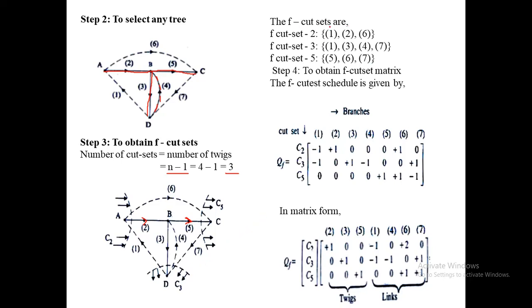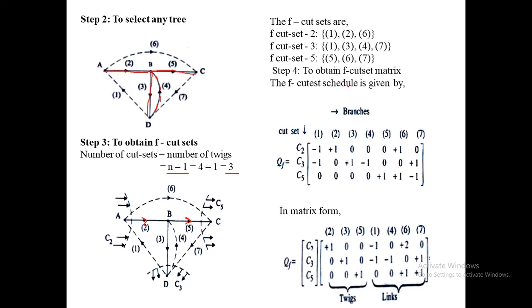Next we have to write the F cut sets. The F cut set for this 2 has this 1, this 2, this 6 and then 3. These 3 branches are 3, 1 and then this 7, this 4. These are all the cut set branches. Next, F cut set 5 has 5 branches. These 5 branches are this 6, this 5, this 7.